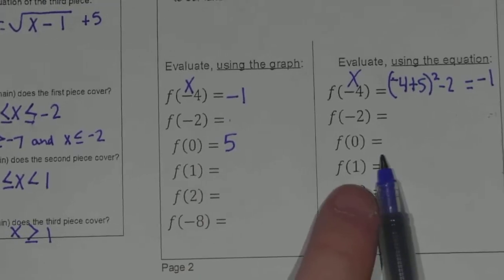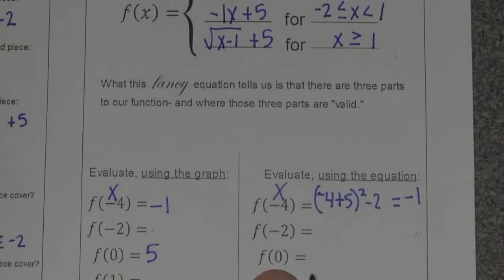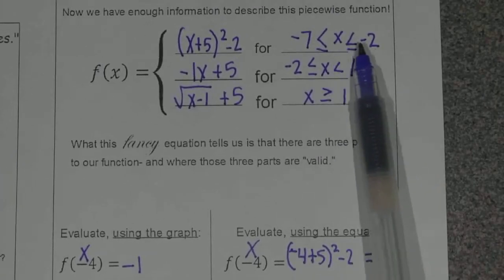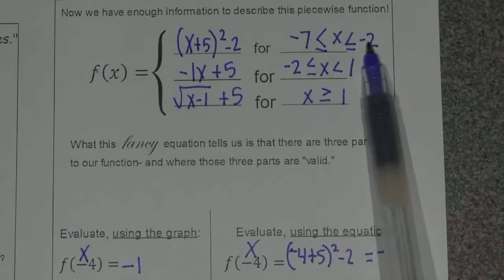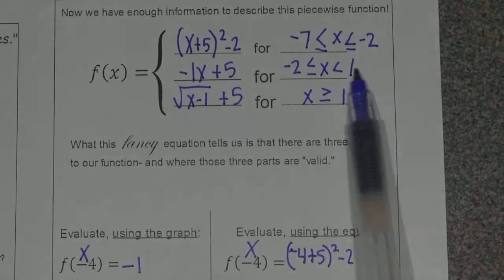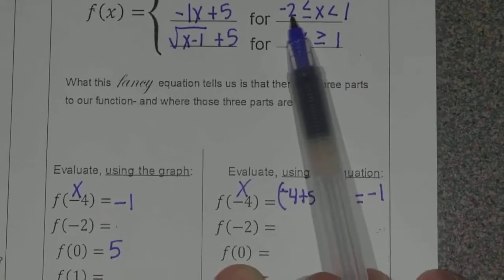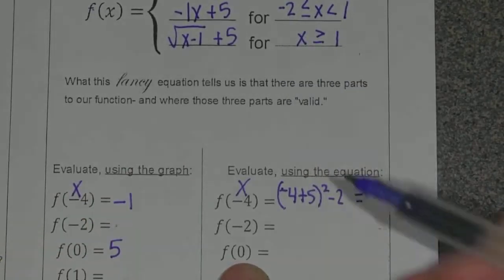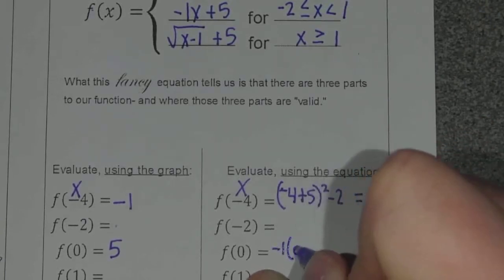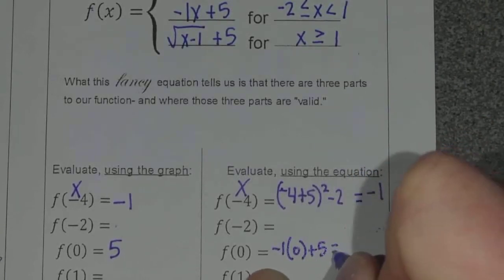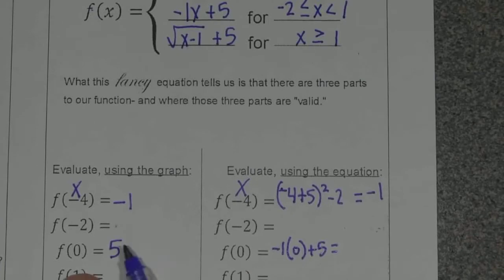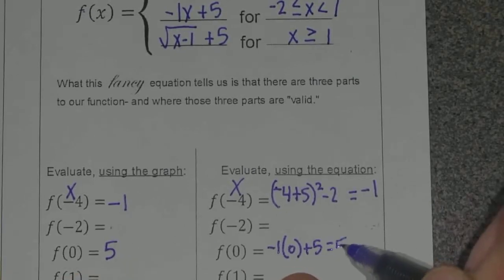Now let's check it out algebraically to make sure it works out the same way. Let's decide where 0 is going to go in. Is 0 between -7 and -2? No. Is 0 between -2 and 1? Yeah, so I'm going to substitute it into this equation this time. So it would be -1 times 0 plus 5. And guess what? I get the same answer I did when I looked at the graph.